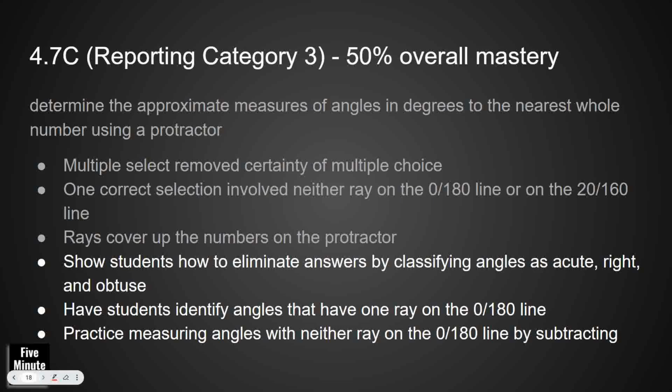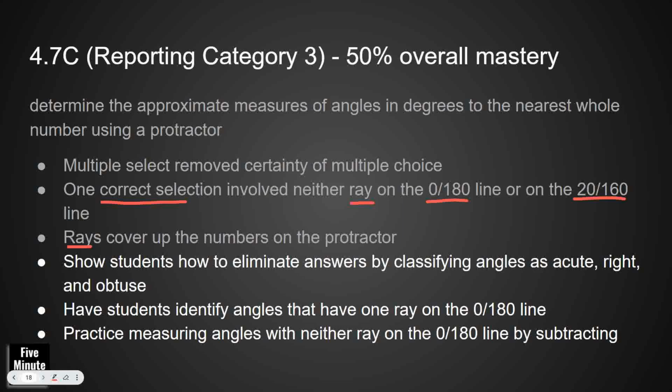And then one correct solution, like I said, that first option is pretty simple. But the other correct selection, the one that was the fourth selection, didn't have that ray line on either the 0, the 180 line, or on this. They had to find that difference between the 10 and the 170. And then honestly, it's kind of hard to see, but the rays do cover up the numbers in the protractor. They kind of have to use context clues on either side to see what number it's actually saying.